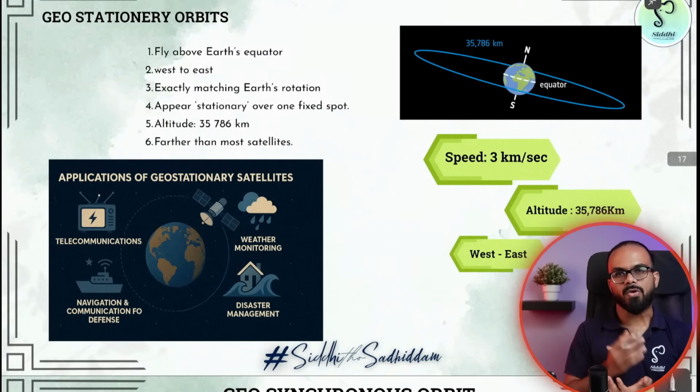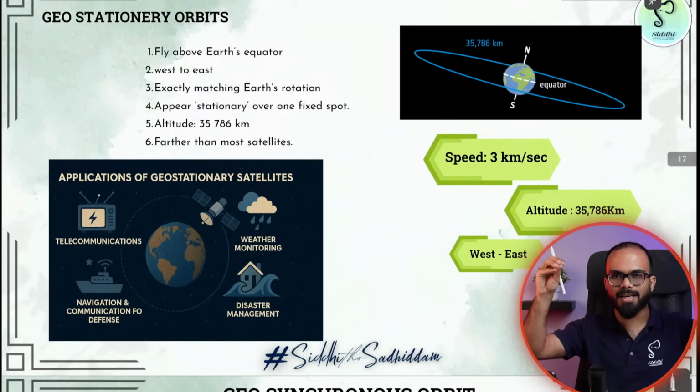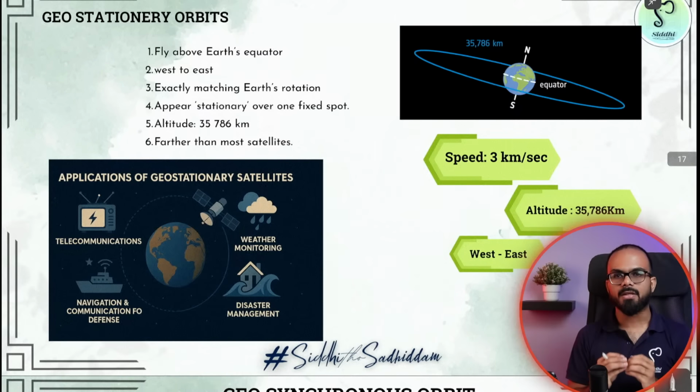Now, of all the orbits, there is one orbit that is always very high in demand. Every country wants to put their satellites in that orbit. Such orbits are called geostationary orbits. This orbit is extremely crowded.